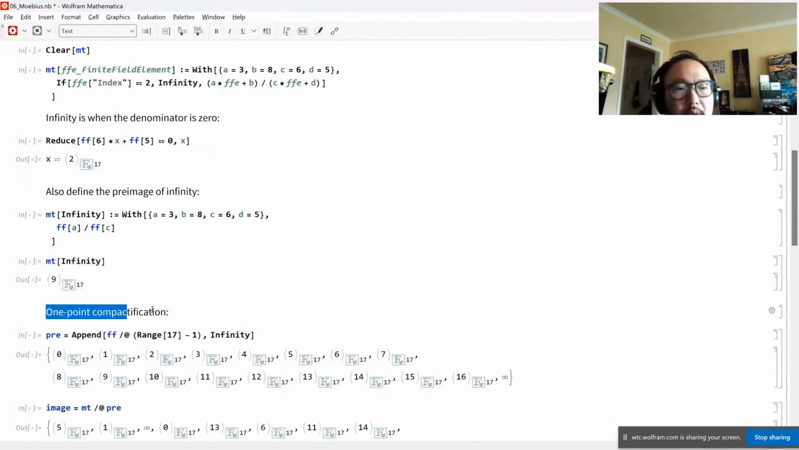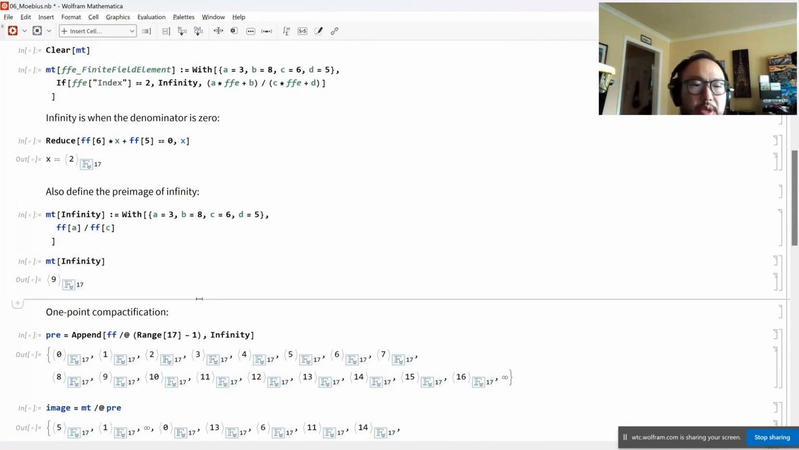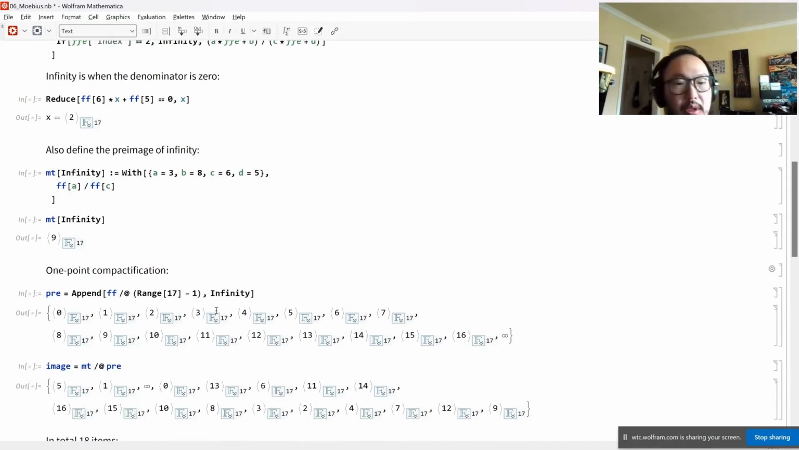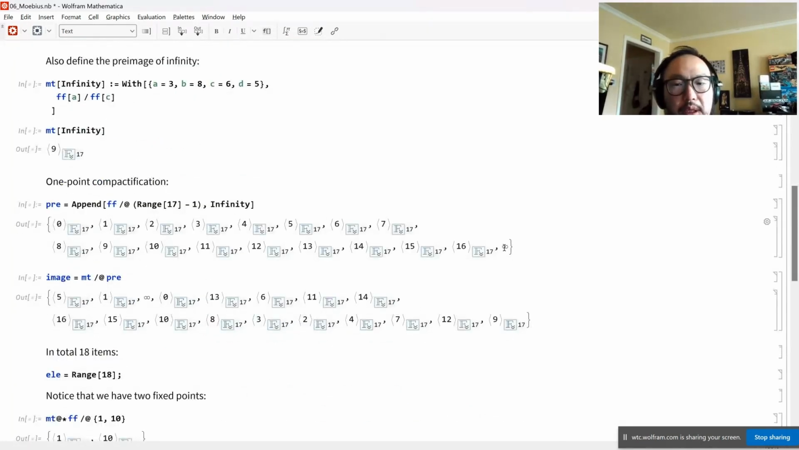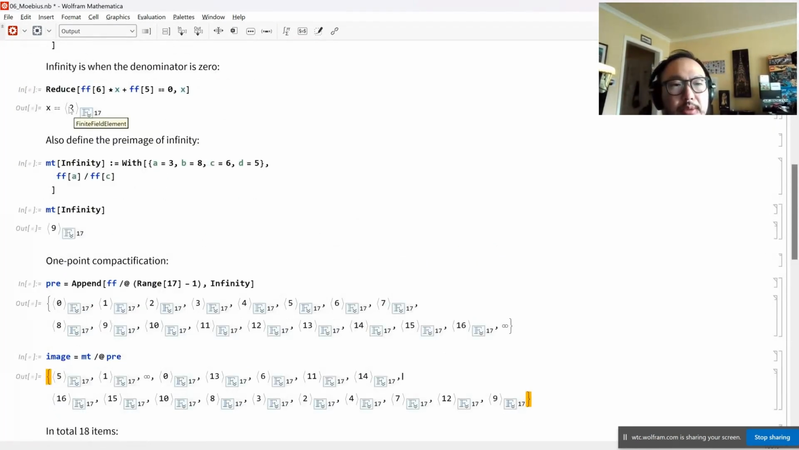There's a terminology in Riemann manifolds and all kinds of group theory stuff called a one-point compactification. Like the real number line, you don't have holes, but this time you have a hole. So in this case, you need to patch the hole with infinity, and you need to patch infinity and the preimage of infinity here. For example, 2 is the preimage of infinity.